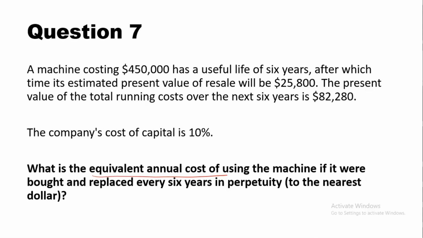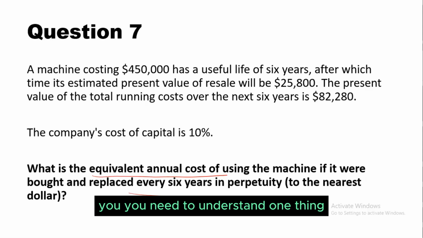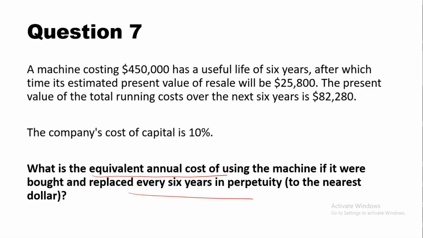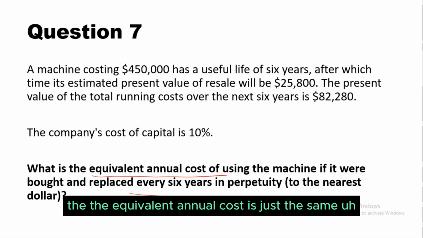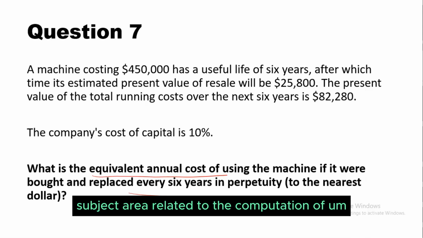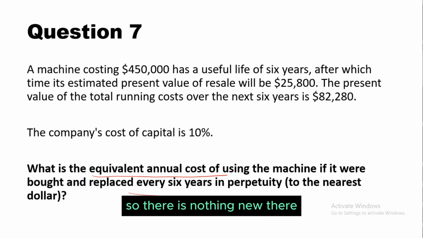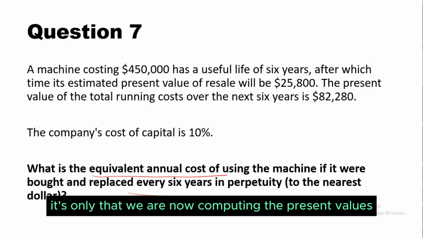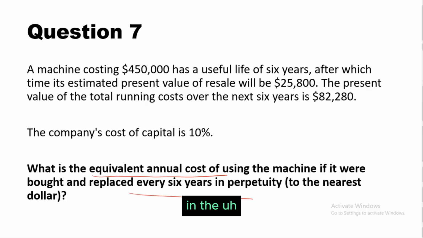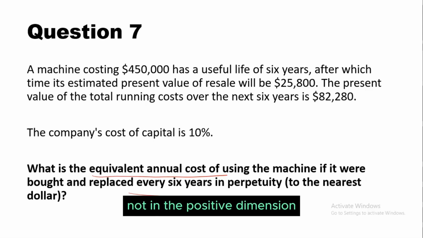Okay, now you need to understand one thing. The equivalent annual cost is just the same subject area related to the computation of the net present value, or rather present values. So there is nothing new there. It's only that we are now computing the present values in the cost dimension, not in the positive dimension towards the computation of NPVs and so forth.